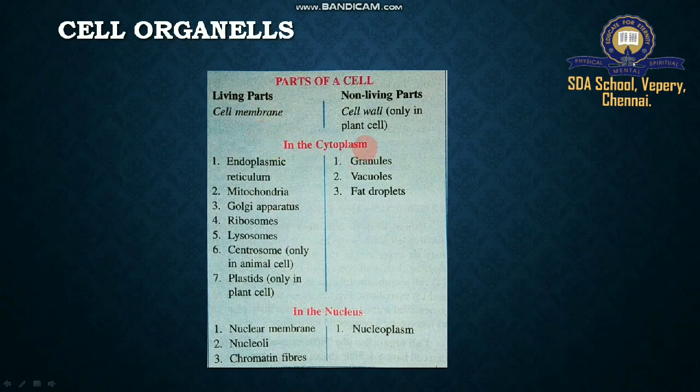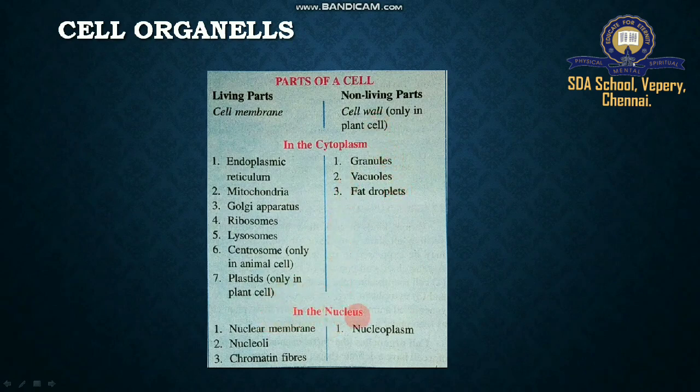In the cytoplasm of the plant cell and animal cell there are a lot of organelles. The living organelles are the endoplasmic reticulum, mitochondria, Golgi apparatus, ribosome, lysosome, centrosome only in the animal cell, and plastids only in the plant cell. The non-living parts are called granules, vacuoles, and fat droplets.